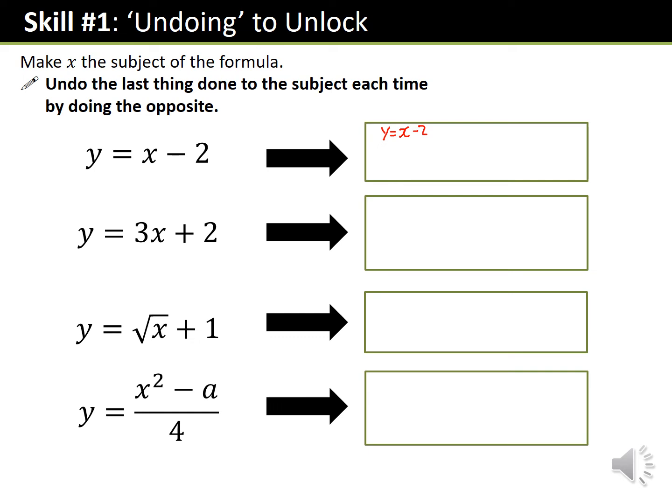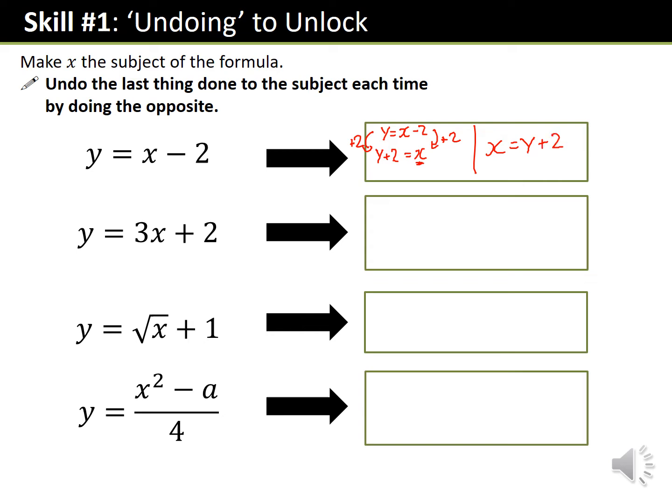So what could we do to both sides of this equation to get just x? We can see that the x is on the right. We've got x minus 2 there, so we need to undo the minusing 2. The opposite of that is plus 2. But because it's an equals, we need to do that to both sides. So we end up with y plus 2 equals x. So we've got x on its own now. That means that x is now the subject of the formula. So our answer to this one would be x equals y plus 2.